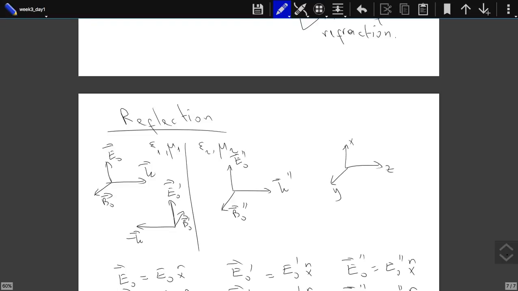Now, any questions before you go? Review the derivations of the boundary conditions definitely before Friday. So see you on Wednesday.